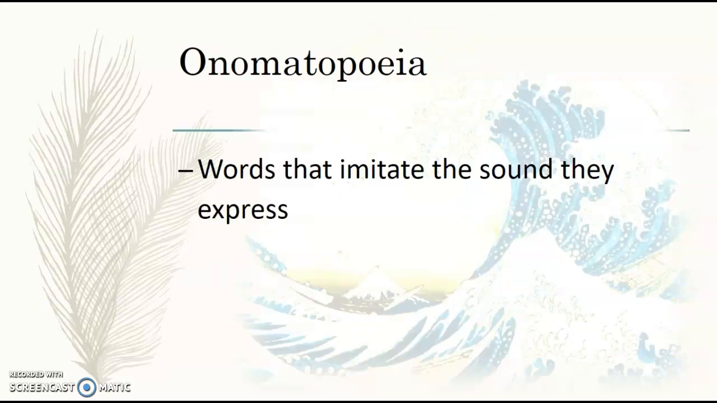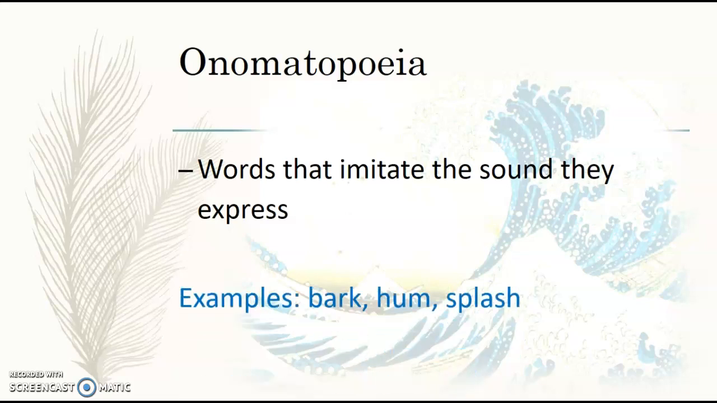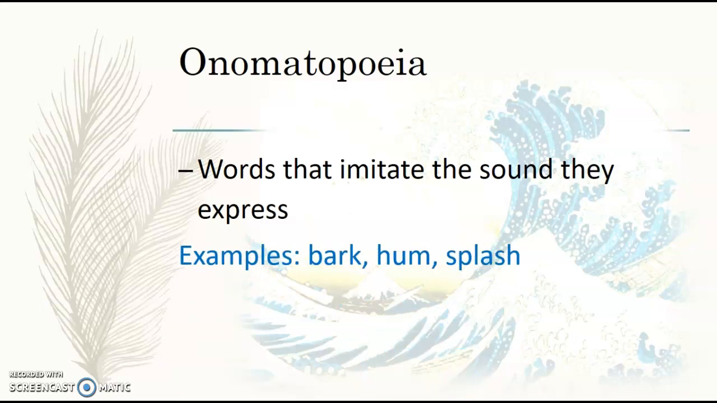Now, onomatopoeia is another sound device that we can also encounter in poetry. And when we say onomatopoeia, we refer to words that imitate the sound that they express. And we can only further our understanding on this one when we take a look at these examples. So bark is an example of onomatopoeia. Bark is a word that refers to the barking of dogs, right? And it just sounds like its meaning.